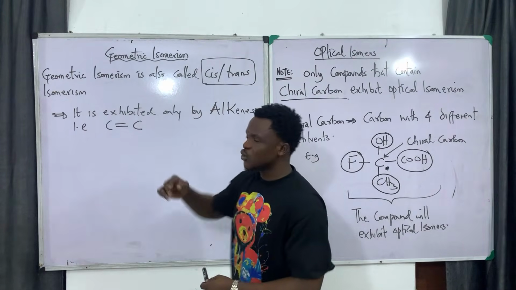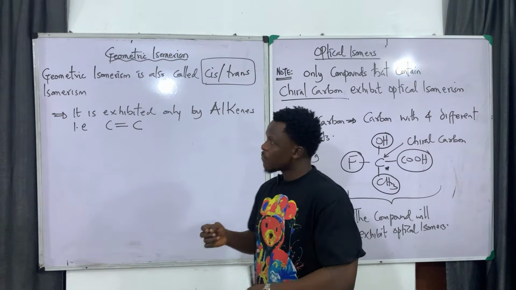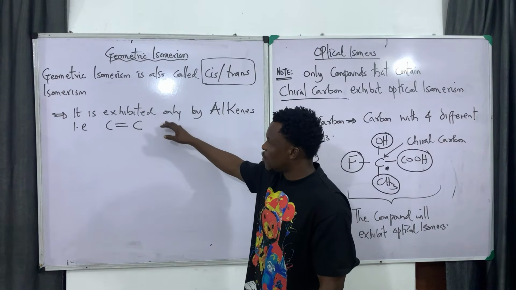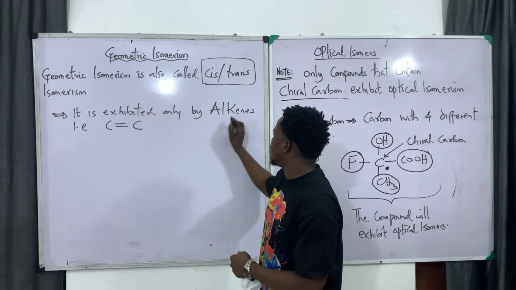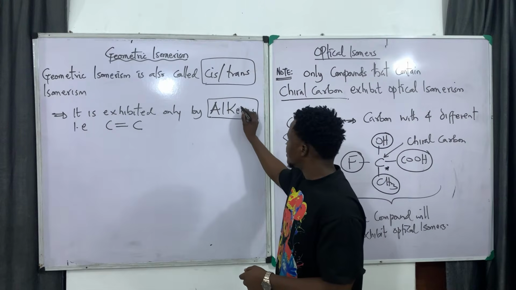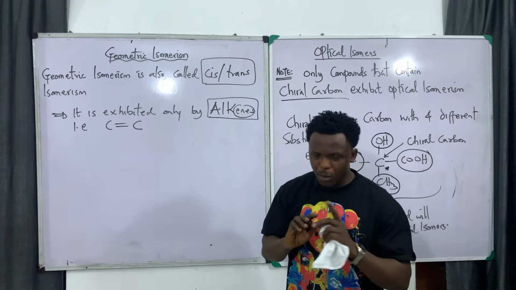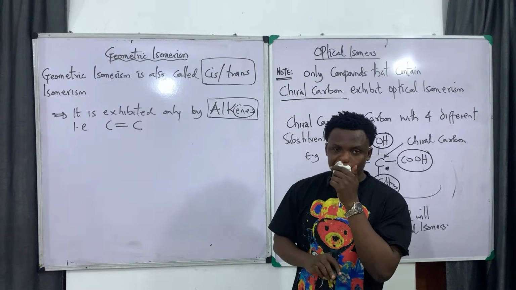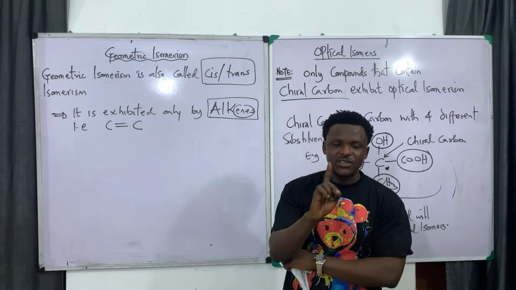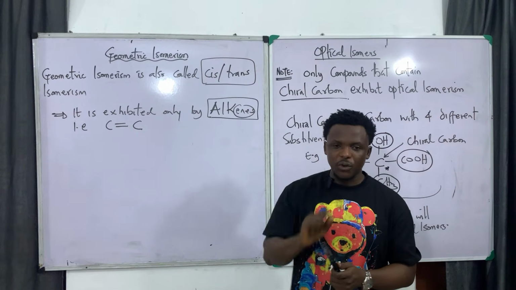Now we are talking about geometric isomerism. I am saying that for any compound to exhibit geometric isomerism, that compound needs to be an alkene. Alkene means it has a carbon-carbon double bond. It's a must. But that is not the only criterion.